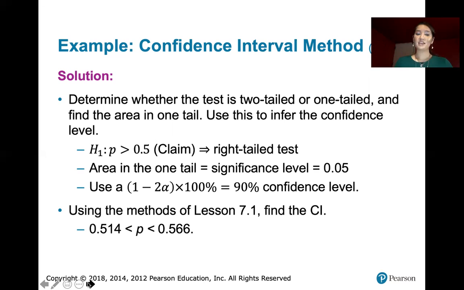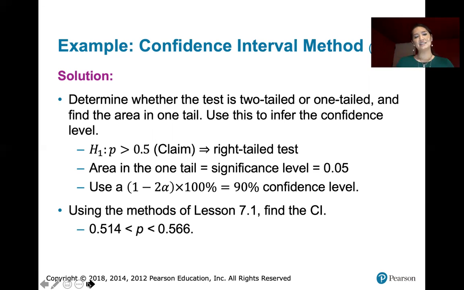It turns out that p is between 0.514 and 0.566. And so what we're saying is, whenever we come up with this confidence interval, that we have 90% confidence that the value of p, the true population proportion, is between 0.514 and 0.566. We're not saying that p is equal to p hat, the center value in that interval. We're not even saying that we're 90% sure that p lies in that interval.